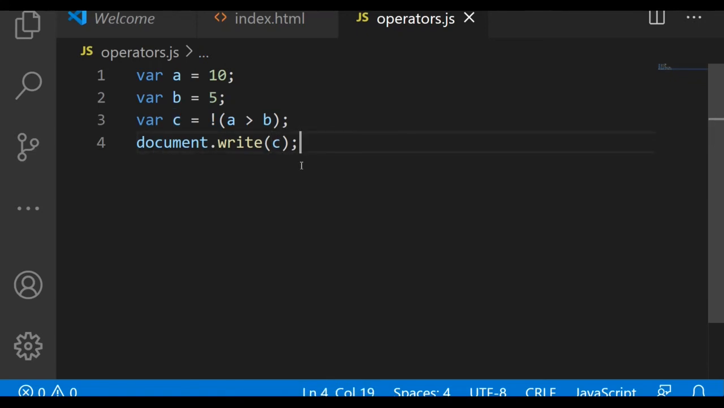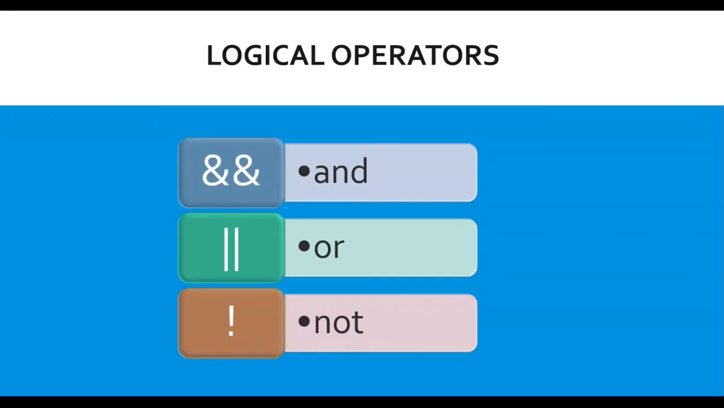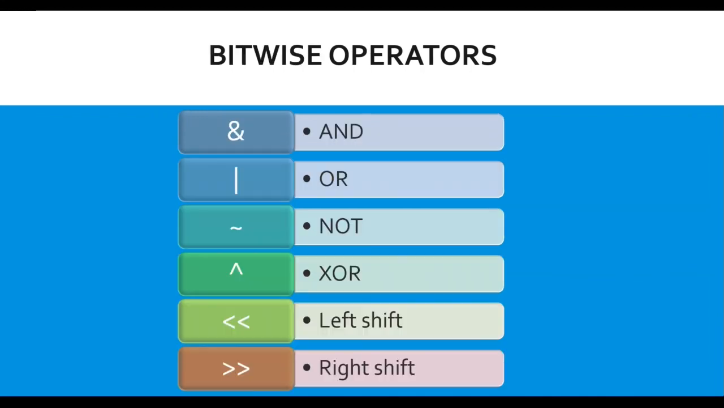So this was pretty much it for logical operators. There are some other operators which we will use while coding in our upcoming chapters. Some operators like bitwise are rarely used, and I don't think we need to learn those at this level.